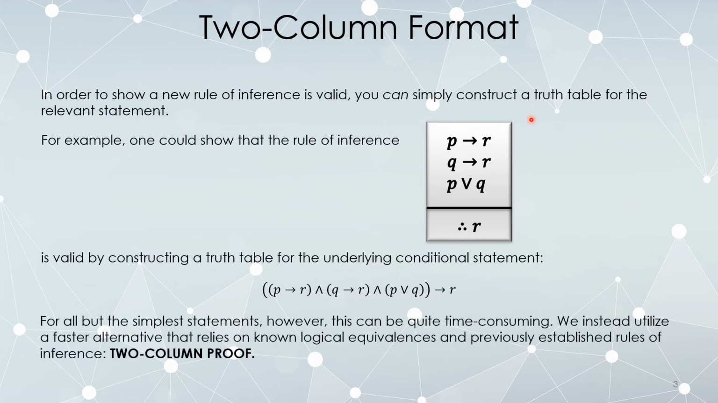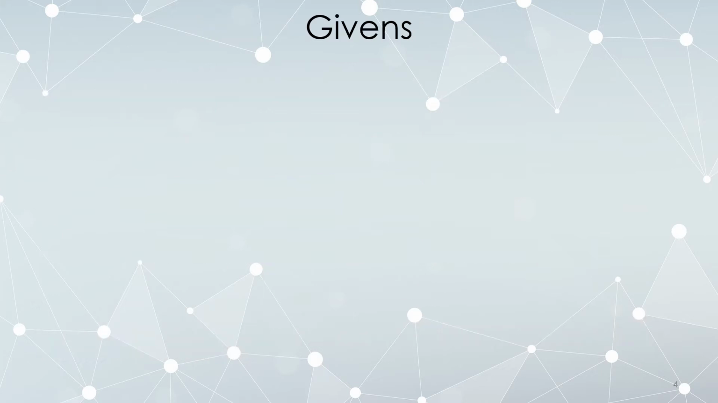But that's going to take a while. It could be very time consuming. We're going to be introducing a new way of establishing that rules of inference are valid. In other words, that conditional statements like this are indeed tautologies, always true. And we're going to rely on invoking known logical equivalences and rules of inference we've already established. If I've already shown something is true, I can use that as a single step later on. And this is known as a two-column proof.